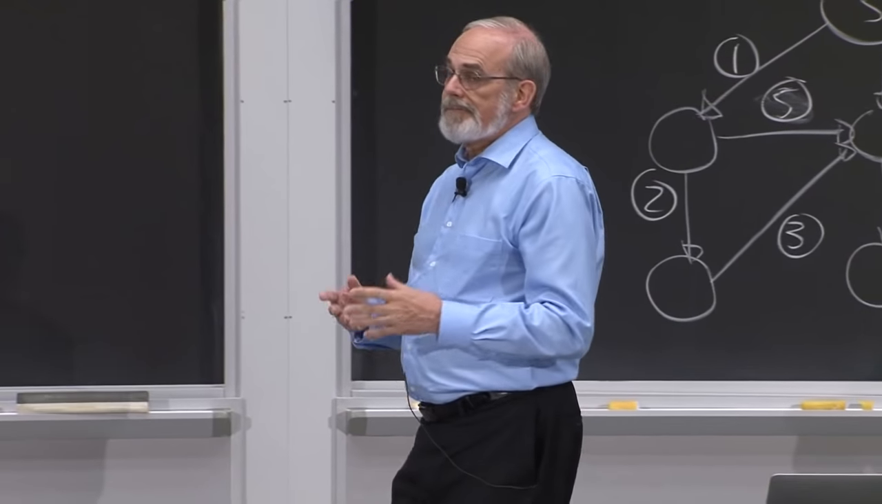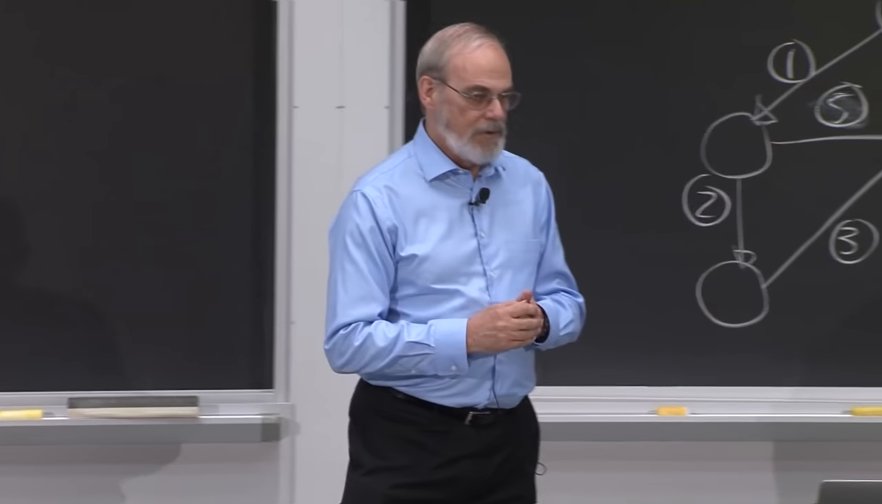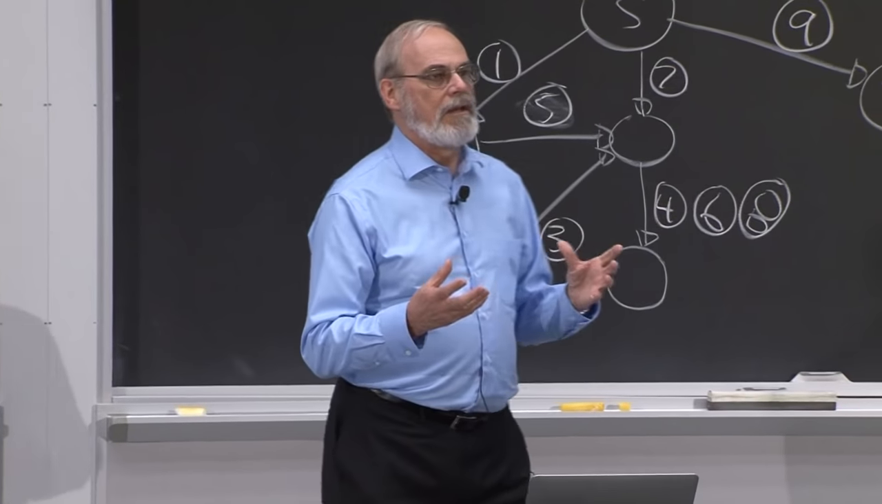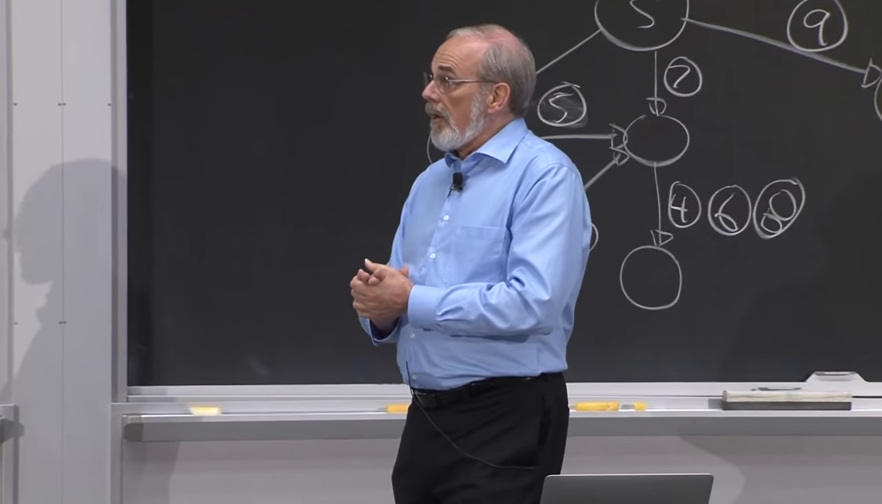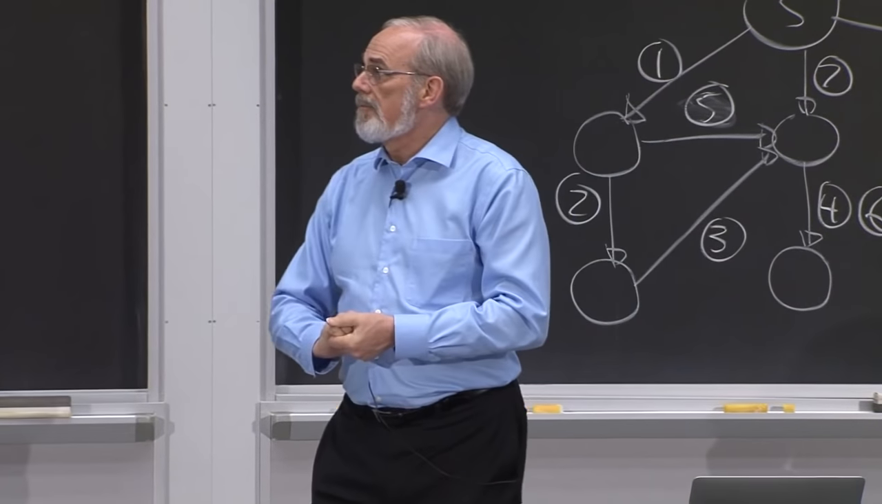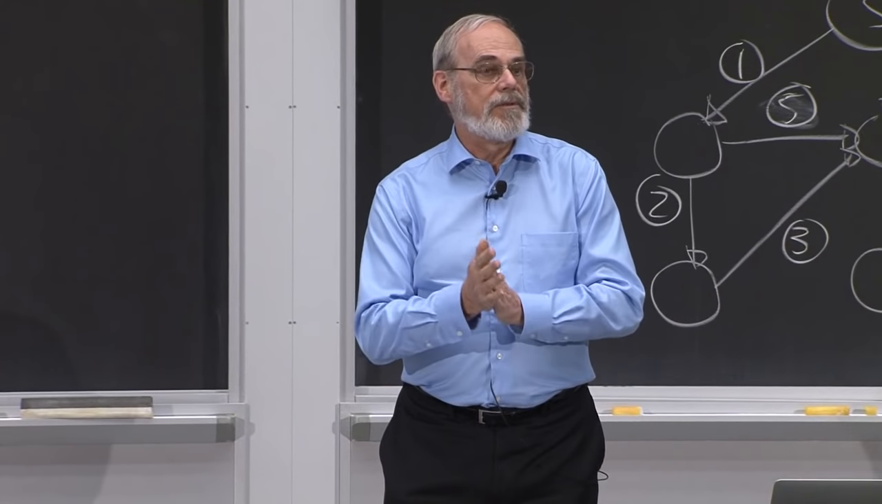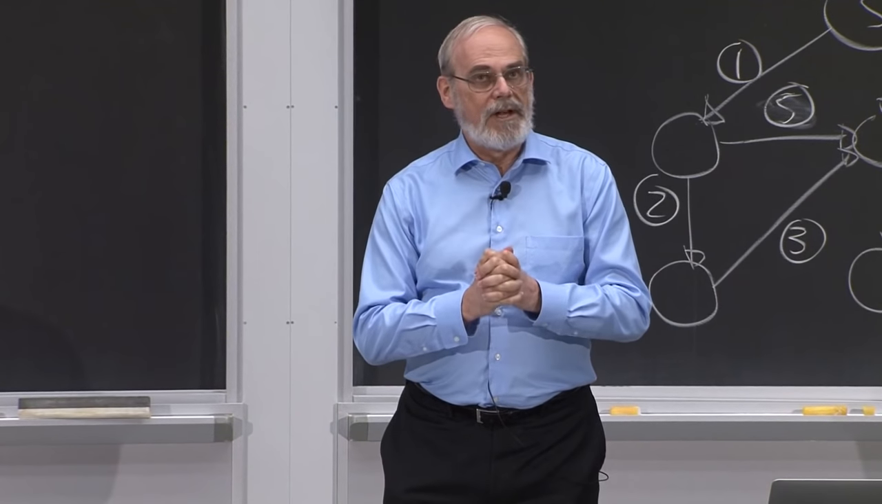But to pull it together, here's a new model. Graphs. Great way of representing networks, collections of entities with relationships between them. There are lots of nice graph optimization problems, and we've just shown you two examples of that. But we'll come back to more examples as we go along.